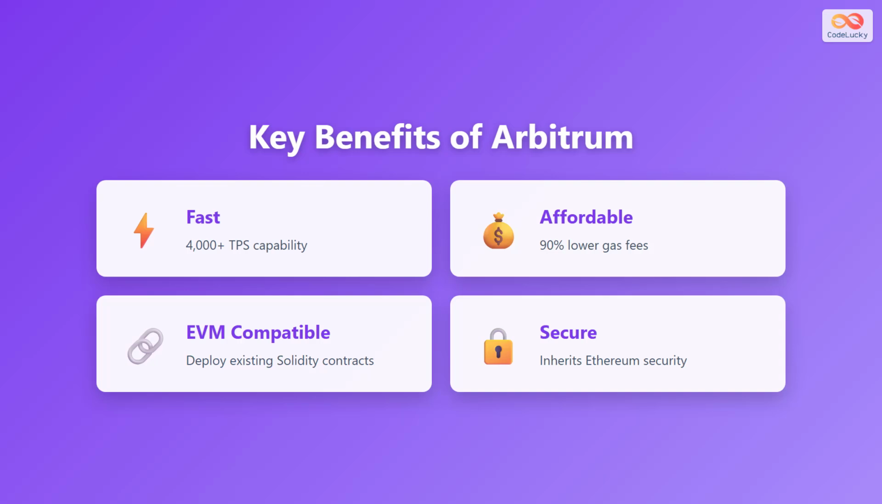Arbitrum offers several compelling advantages. It can handle over 4,000 transactions per second, making it significantly faster than Ethereum. Gas fees are reduced by approximately 90%, making transactions much more affordable. It's fully compatible with the Ethereum Virtual Machine, so developers can deploy their existing Solidity smart contracts without modifications. Most importantly, it inherits Ethereum's robust security guarantees.